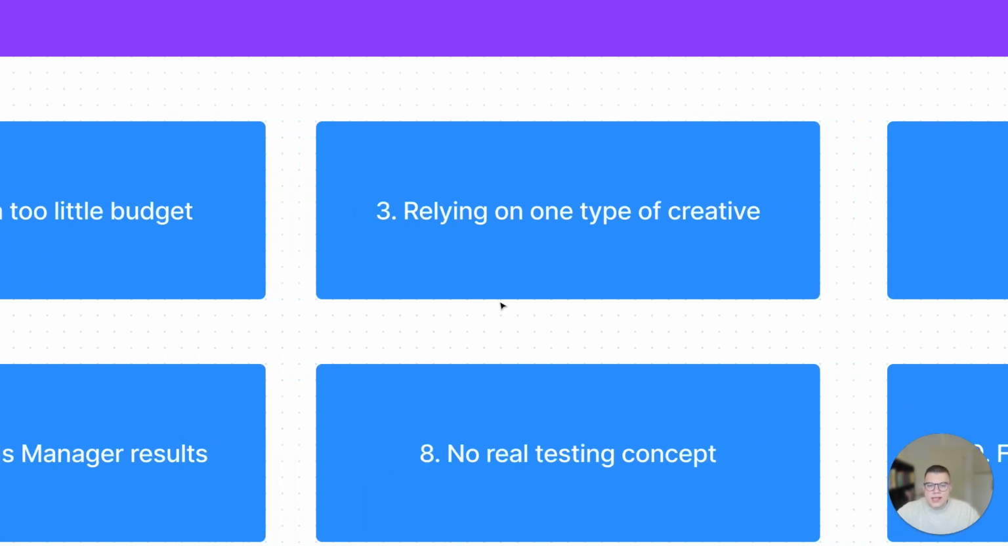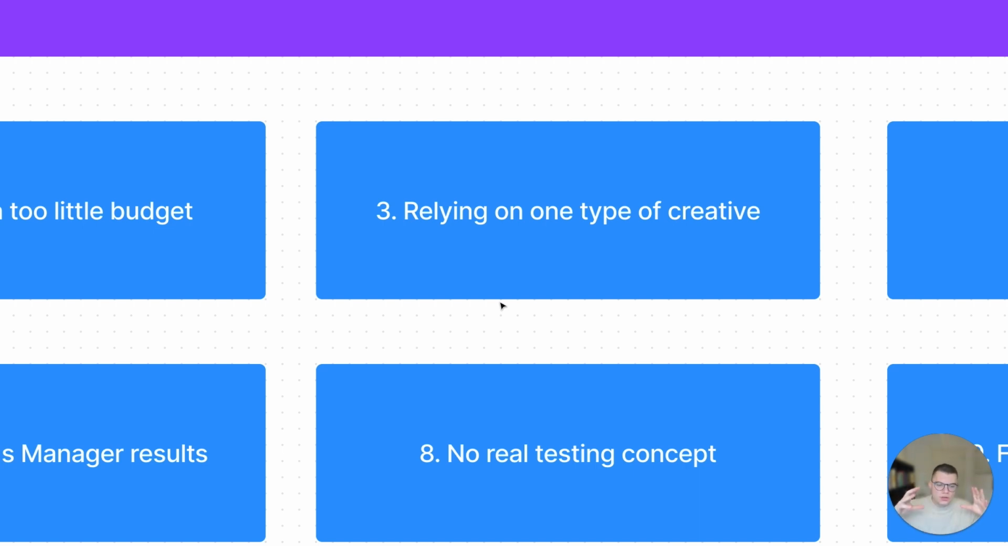Number 3, relying on one type of creative. I see this on a regular basis where people just have, for example, image ads running, and like one type of image ad, or only video ads running. What I recommend is to have a variety of different creatives. This could be, for example, UGC video, benefit video, press image, plain product image.